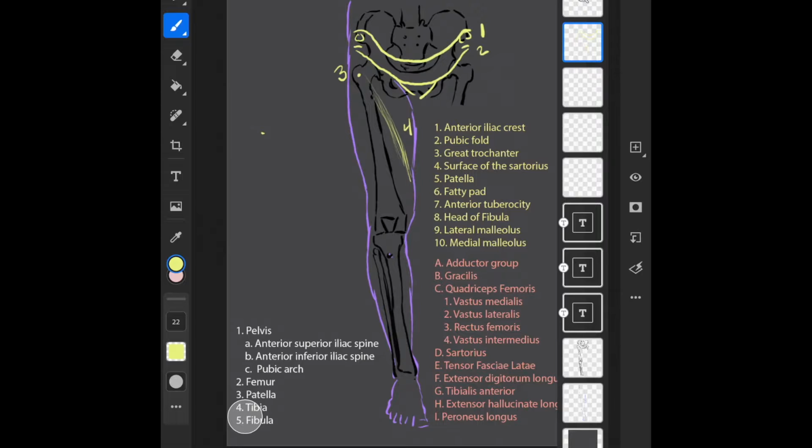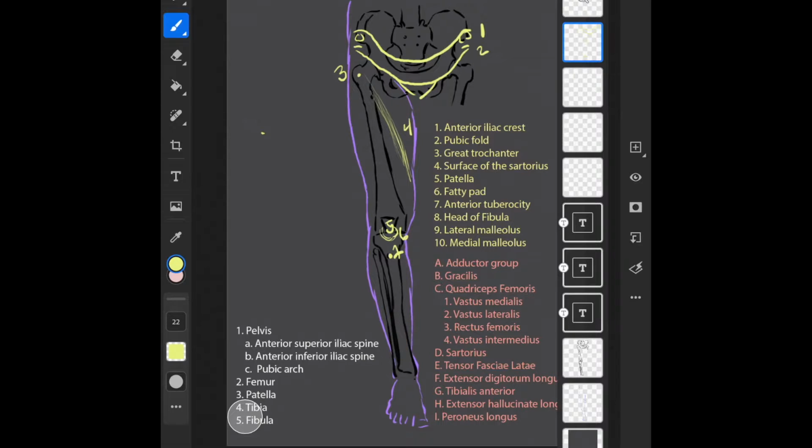Then number 5, we have our patella. Then just below the patella, we have a round shape which is called the fatty pad. There's no Latin name for it as far as I can tell. It's simply called the fatty pad. And then just below it, we have a bump, which is called the anterior tuberosity of the tibia. So number 6 is the fatty pad, and the anterior tuberosity of the tibia is going to be number 7.